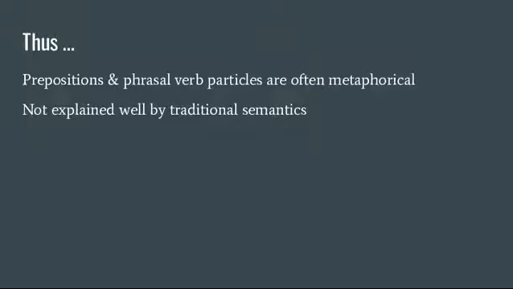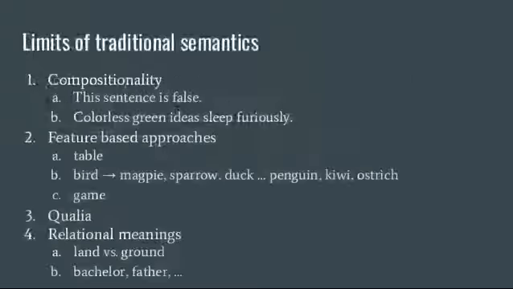There are maybe more than 10,000 phrasal verbs in English. We can make up more on the fly whenever we need a new expression. It's very productive. We can make more whenever we need to. And all the metaphorical meanings can be confusing to learners of English. So, to sum up, limits of traditional formal semantics, compositionality.